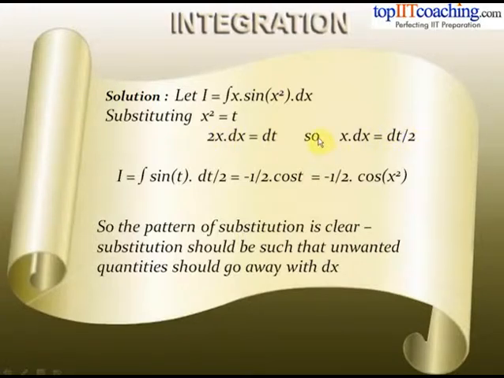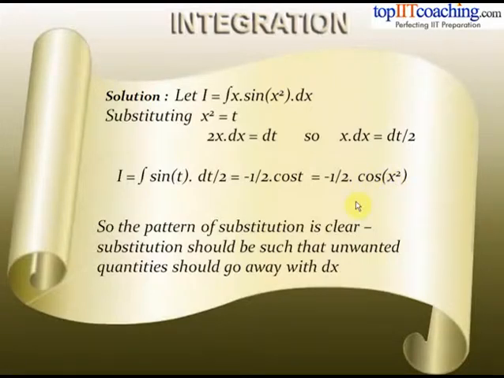Now we see that in this expression we have x dx. So we replace x dx by dt by 2, and so the integral I is equal to the integral of sine t dt by 2. Now the integral of sine t is nothing but minus cos t. So I would be equal to minus 1 by 2 into cos t. Now we know that t is equal to x square, so we again replace t by x square and get I equal to minus 1 by 2 into cos of x square. Thus the integral of x sine of x square dx is minus 1 by 2 cos of x square.